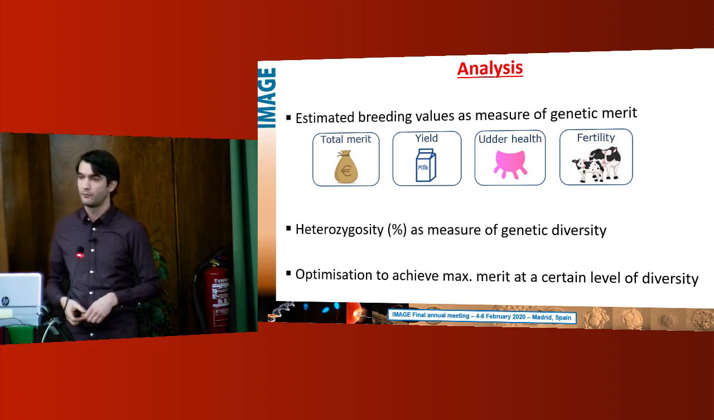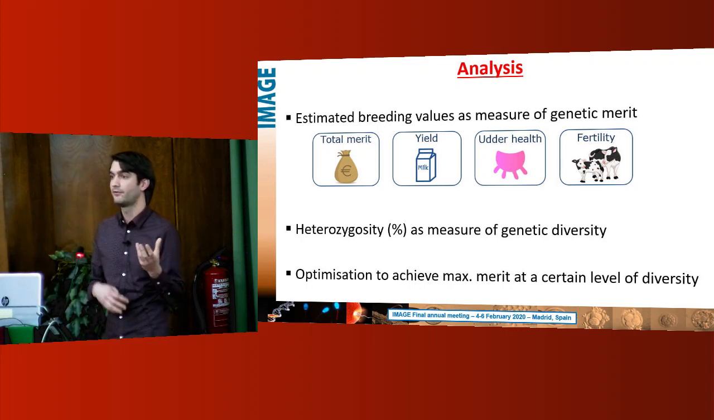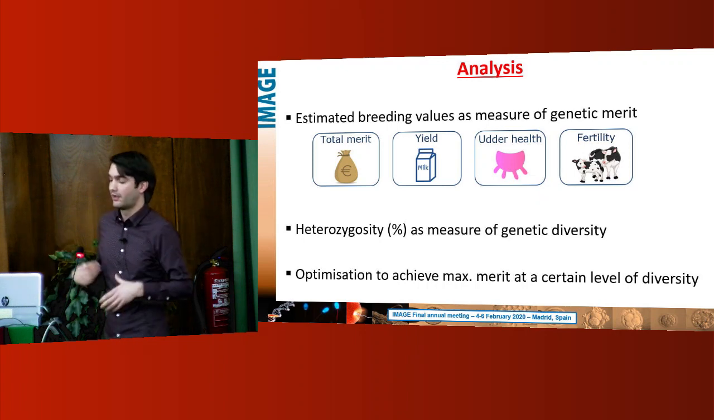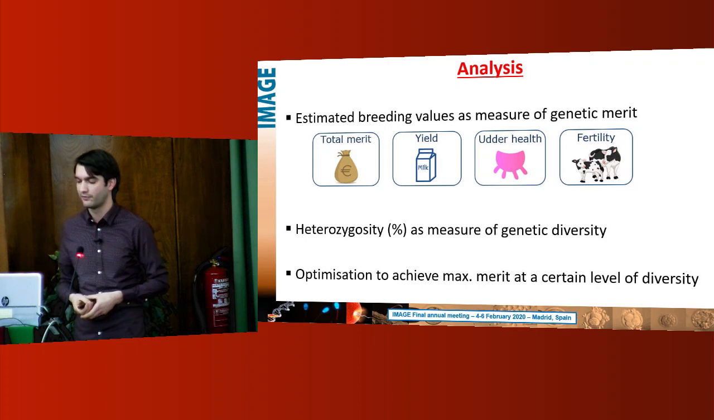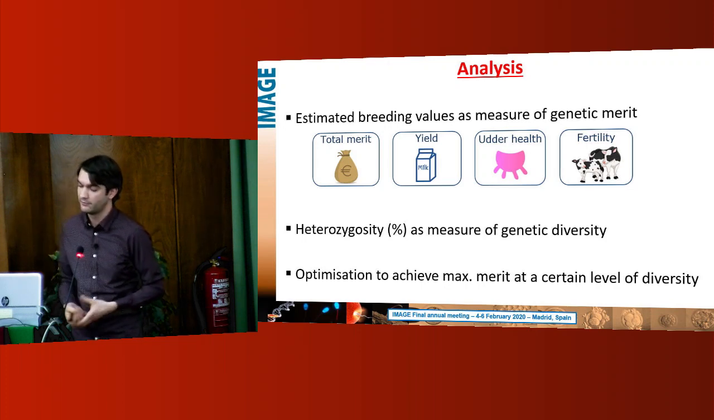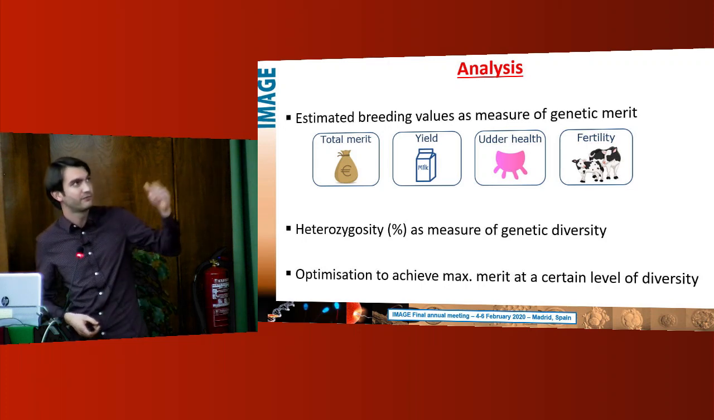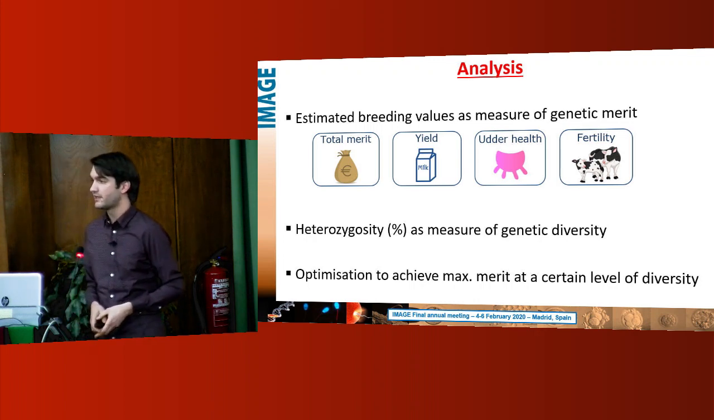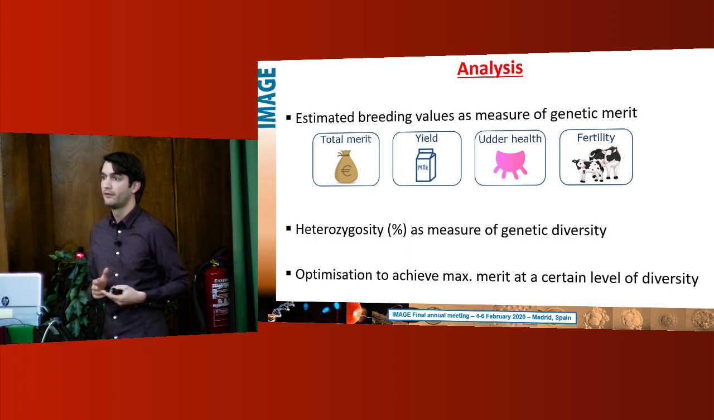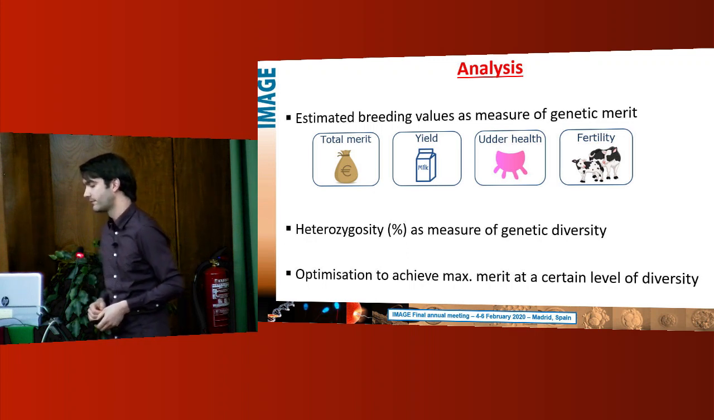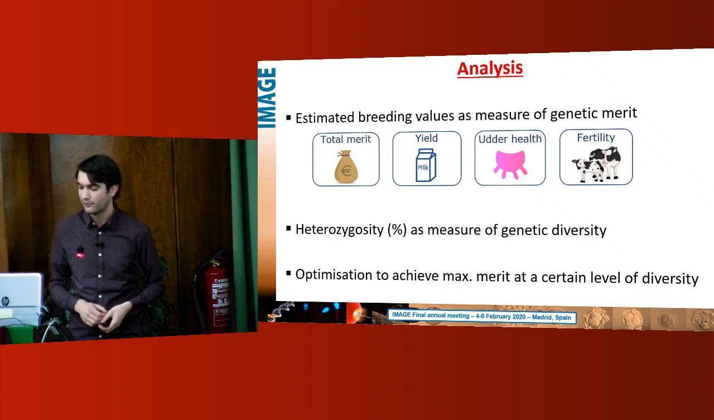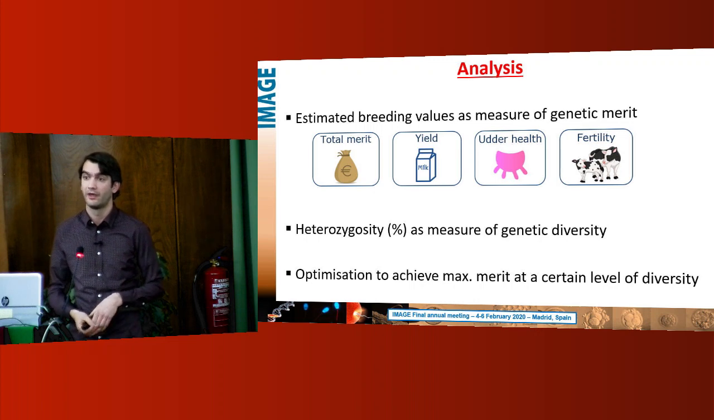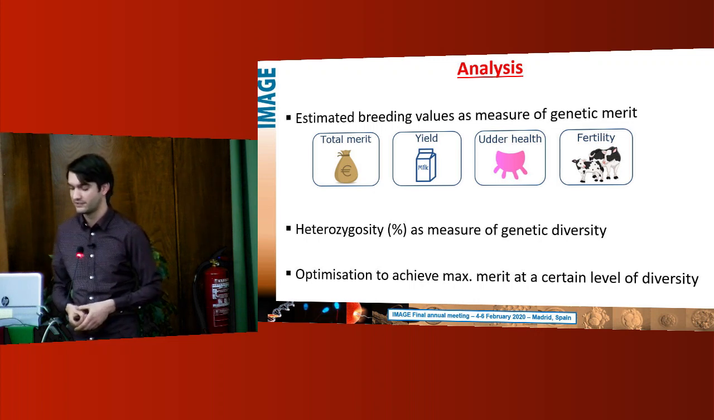And then, as I mentioned, we're going to try to improve genetic merit while at the same time maintaining diversity. So for that we need measures of both merit and diversity. For merit, we use estimated breeding values for each of four different indices. The first one was the total merit index. The second one was a yield index, which included milk, fat, protein, and lactose yields. The third one was other health, and the fourth one was fertility. Then as a measure of genetic diversity, we used the expected heterozygosity in such a population.